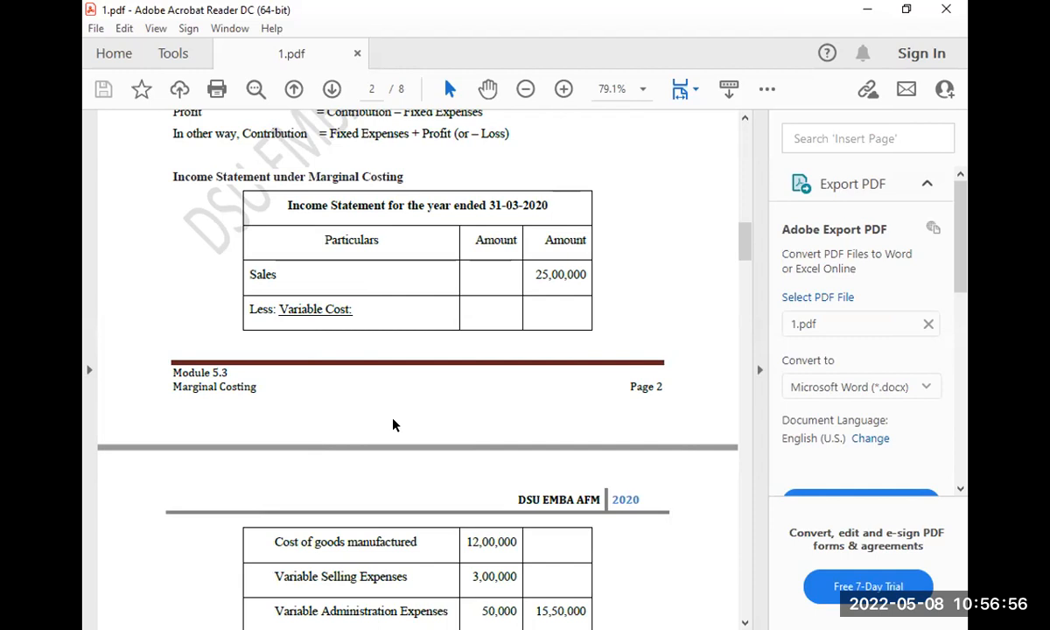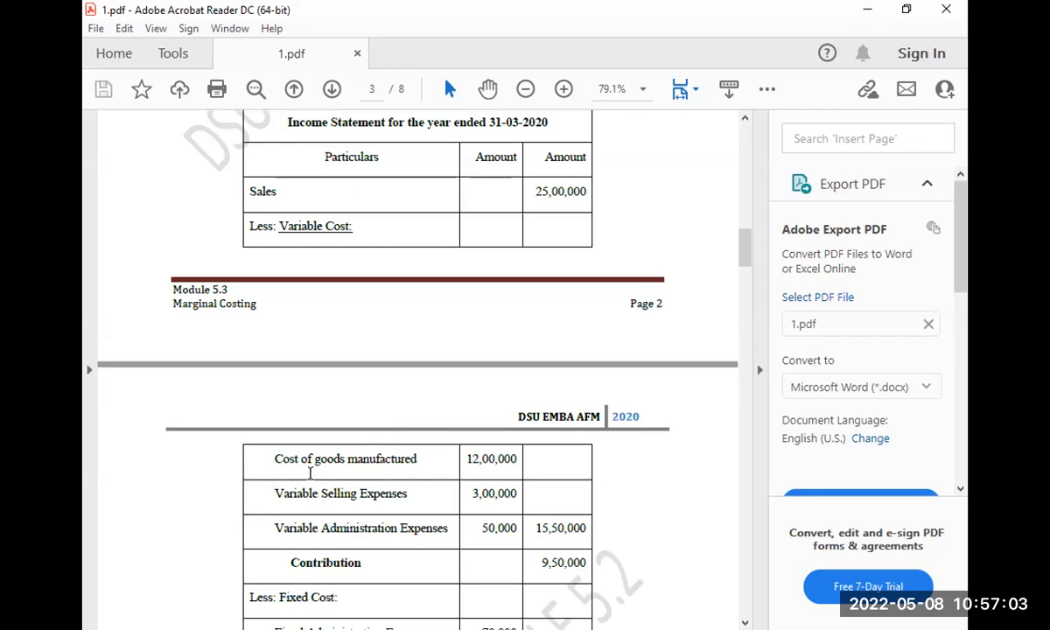Okay, look at this example given here in the file. Sales of the company is 25 lakhs. There are some expenses: cost of products manufactured, variable selling expense and variable administrative expense. So the total variable cost is 15 lakh 50,000. The contribution is equal to sales minus variable cost. So sales is 25 lakhs and the total variable cost is 15 lakh 50,000, so the contribution is going to be 9 lakh 50,000.